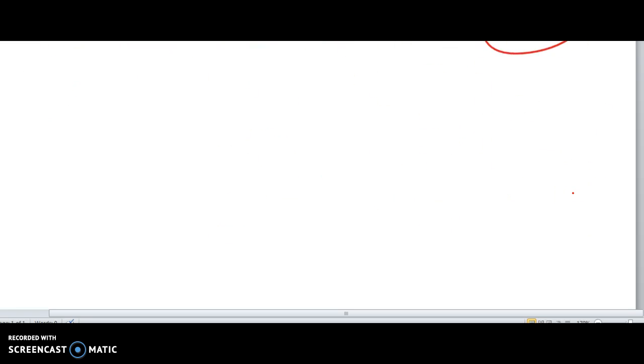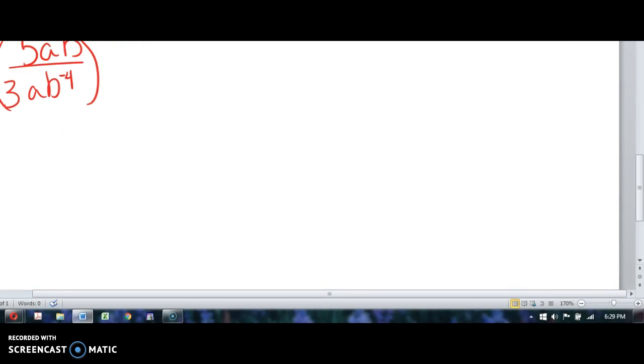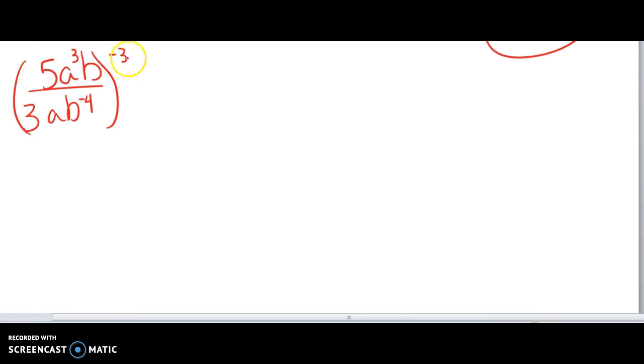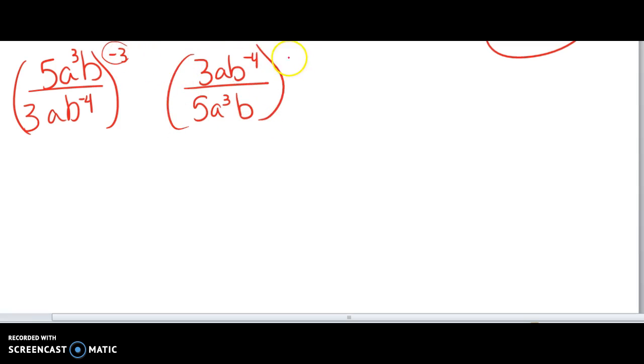A third and final way to do this problem, which may be the easiest way, but it depends on your preference, is if there's a negative exponent on the outside. Right here you have the negative 3. You can just switch spots. So the top goes to the bottom and the bottom goes to the top, and then you can switch the sign from negative to positive.